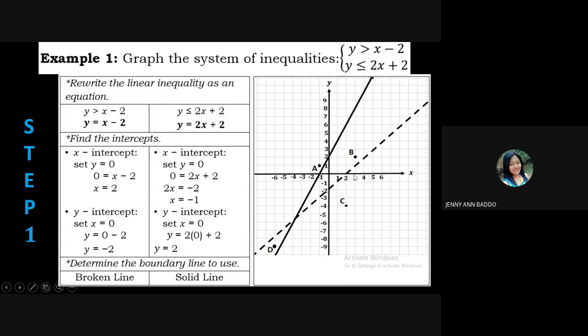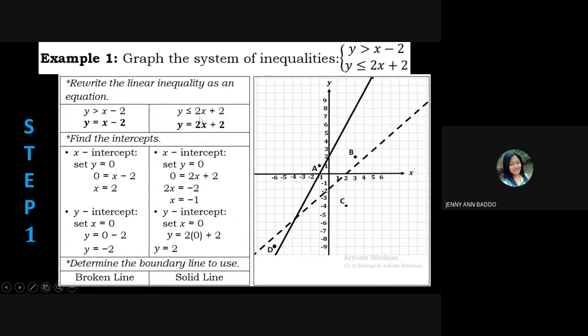So the x-intercept is 2. On the x-axis, 2 is here. So this is x equals 2. And on the y-axis, we have here the point negative 2. Now connecting x equals 2 and y equals negative 2, we now have this line. Take note, since the given inequality symbol is greater than, we're going to use a broken line for the boundary line.